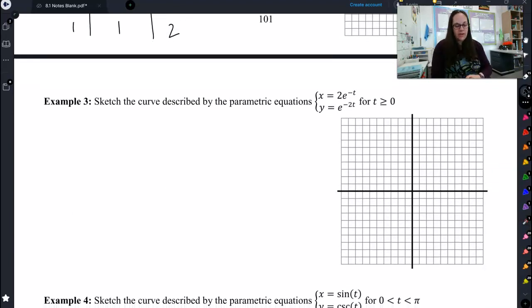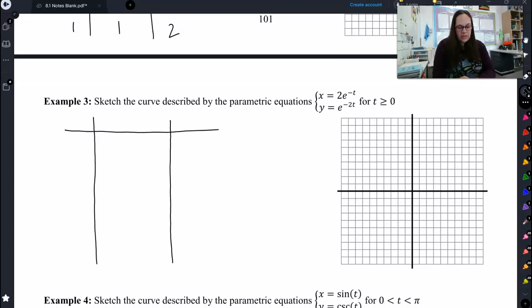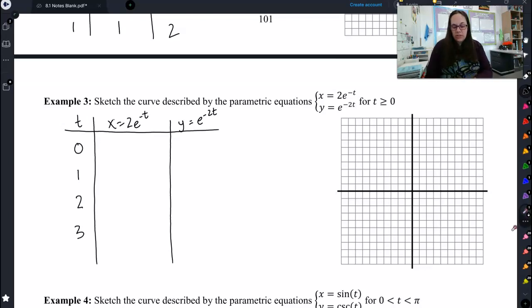So we got t is greater than or equal to 0. So we make our t-table. We're going to start this at 0. And we have x equals 2e to the -t, y equals e to the -2t. Just plug those into your calculator, fill in your t-table, graph them.